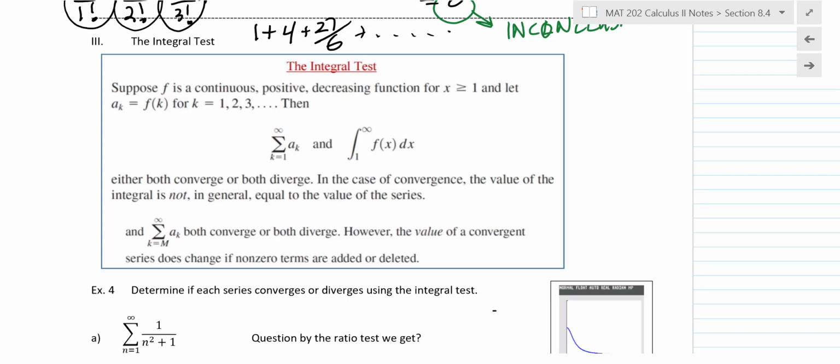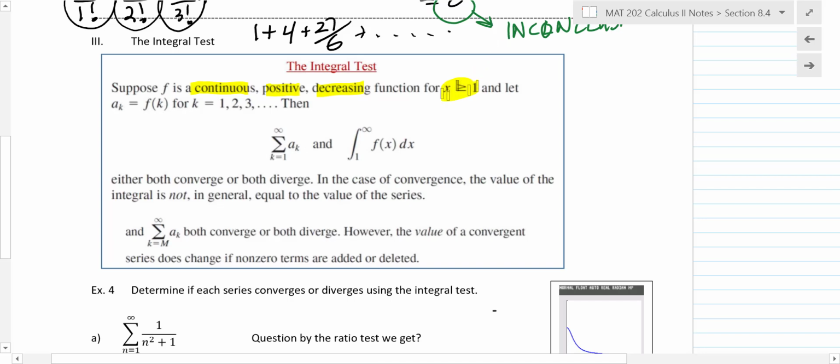So the integral test, what this is saying, basically is this. Now, one thing that's important is the integral test, you can only use it in a certain situation. So your function has to be continuous. You always want to make sure that it's continuous on the interval you're interested in. Doesn't have to be continuous everywhere, just where you're interested in. All the terms have to be positive, and it has to be decreasing. Okay, so it's got to go like that before this integral test will work.